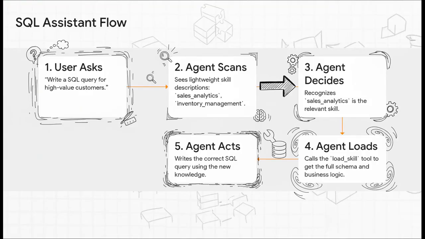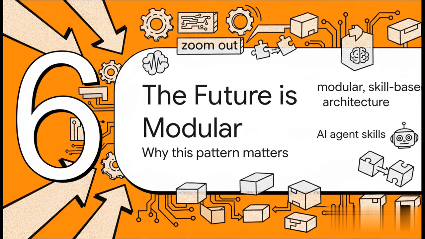The user asks a question. The agent, at this point, doesn't have any schemas loaded. It just sees two short descriptions. It intelligently figures out that high-value customers matches the sales analytics skill. Then, and only then, does it use a tool to load the full detailed schema into its context. And finally, with the right info in its working memory, it writes the perfect query. It's absolutely surgical.